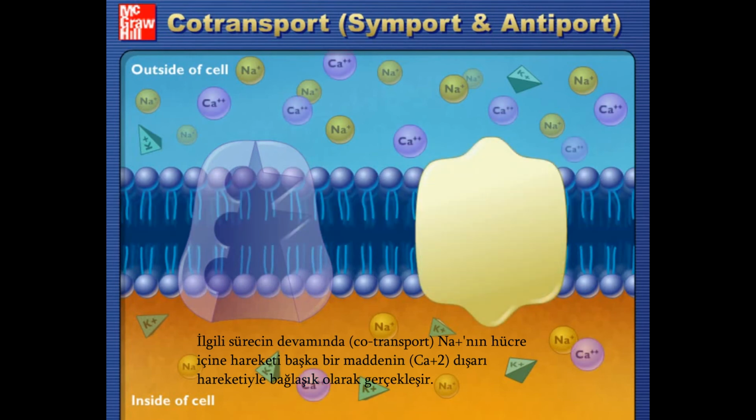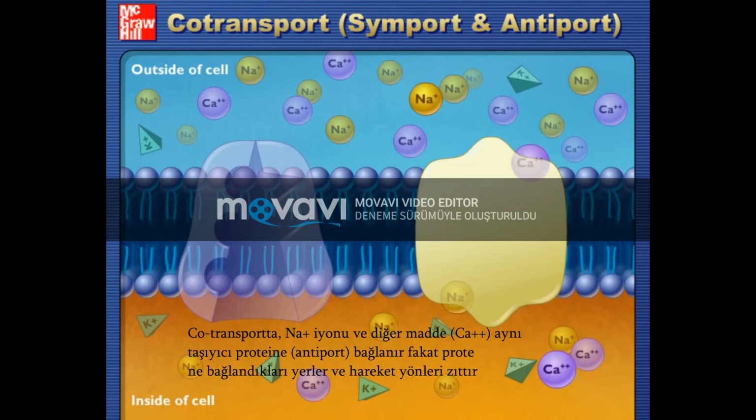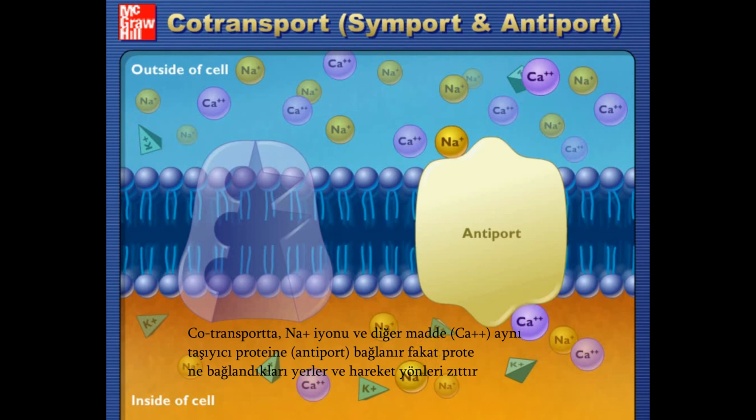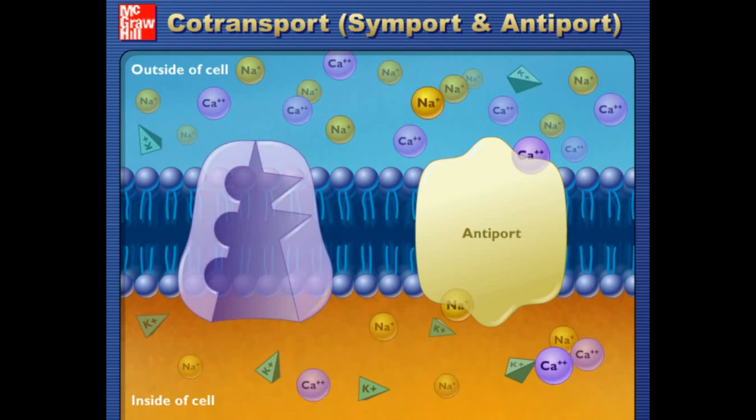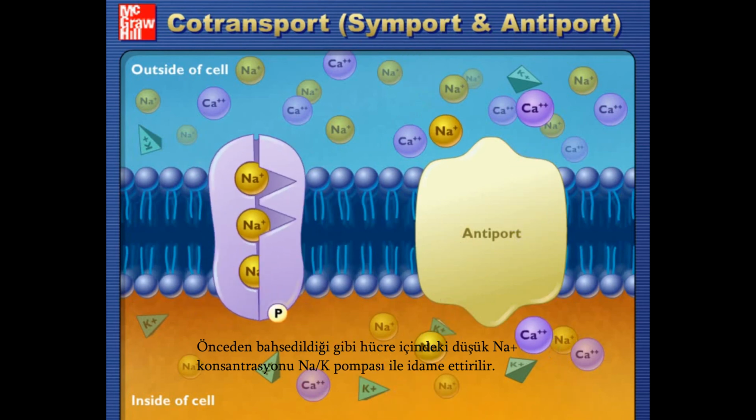In a related process called countertransport, the inward movement of sodium ions is coupled with the outward movement of another substance such as calcium ions. As in cotransport, the sodium ions and the other substance bind to the same transport protein called the antiport, but in this case they bind on opposite sides of the membrane and are moved in opposite directions. The low internal sodium ion concentration is maintained by the sodium-potassium pump.